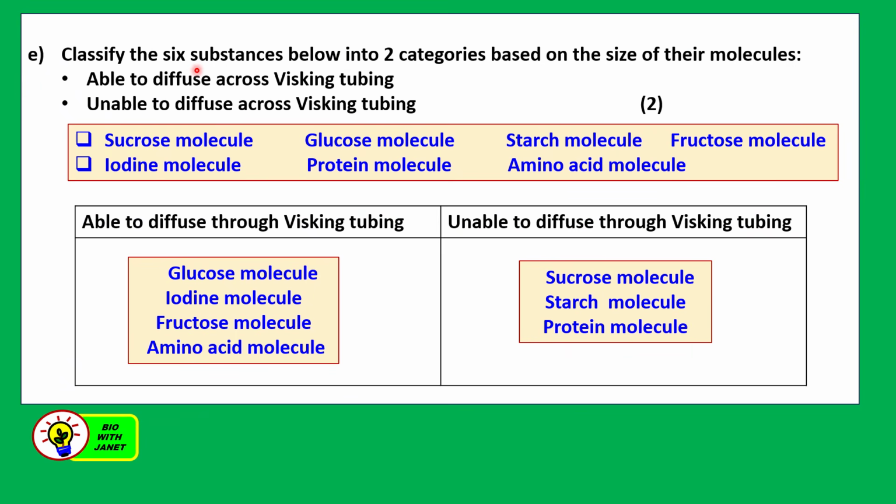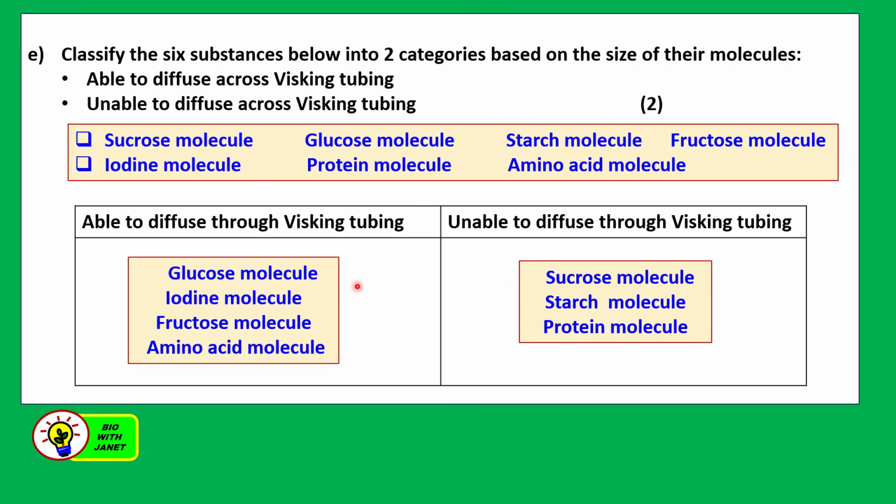Now, E, classify the 6 substances below into 2 categories based on the size of their molecules. Classify them according to their size, because the smaller size one will be able to diffuse across the Visking tubing, and the bigger ones will be unable to diffuse across the Visking tubing. So you have to consider the size of the molecules, okay? Right, so what is your answer? Let's have a look here.